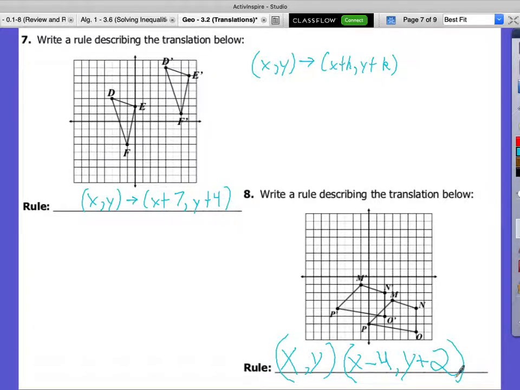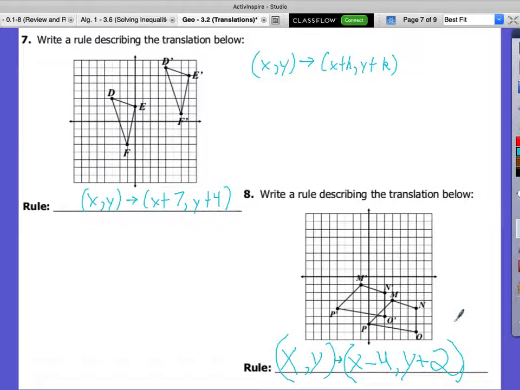Alright, so Colton got this one. He said it's x minus 4, y plus 2. (x, y) yields (x minus 4, y plus 2). Casey, I got the opposite of that. Okay, so we've got to be careful. We're going from our original M to our M prime. It's a little bit tricky because we're starting on the right, and now we're going left.